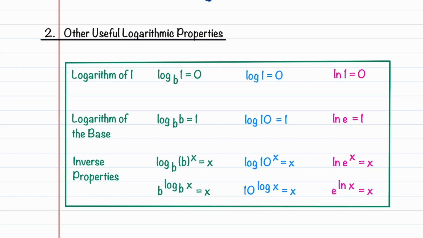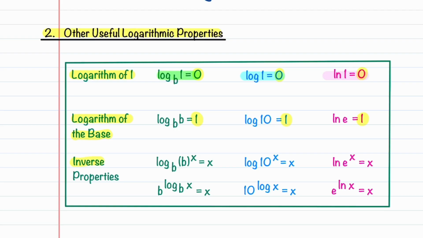Before we go on to do some more examples, I want to go over briefly some other really useful logarithmic properties. I've created a table to make things easier and listed the properties for a log with base b in green, the common log with base 10 in blue, and then the natural log with base e in pink. A logarithm of 1 is always equal to 0, and then a logarithm of the base, such as log base b of b, is 1, log base 10 of 10 is 1, and then the natural log of e is equal to 1. Those properties are really important and may be worth memorizing.